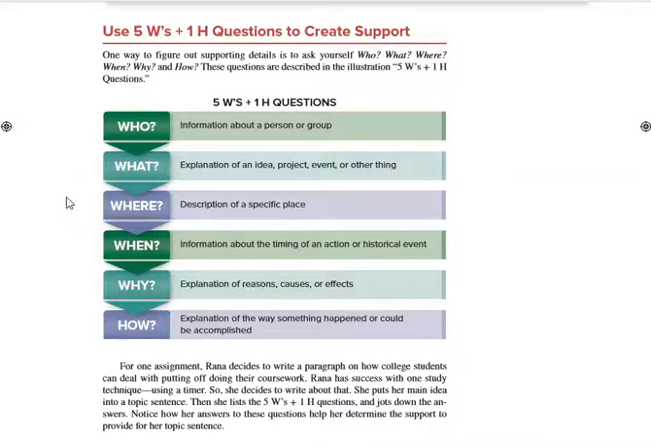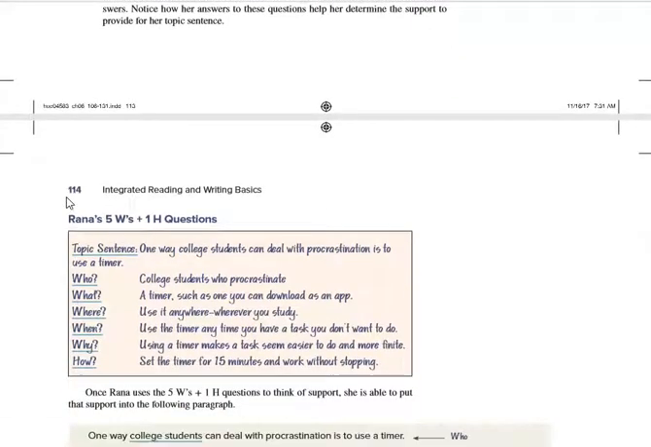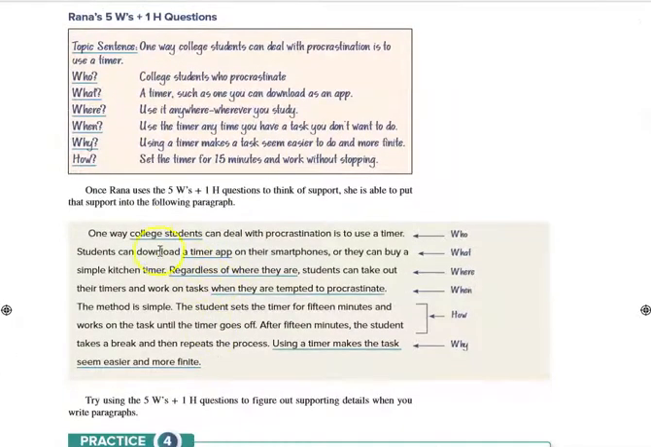These 5 W's and 1 H, who, what, where, when, why, how, are great questions to help you figure out what to put in your paragraph. Here's an example of a topic sentence: One way college students can deal with procrastination is to use a timer. By going through and coming up with answers to these questions, Rana has a lot that she can put into her paragraph. And so now we have a paragraph based on those questions.